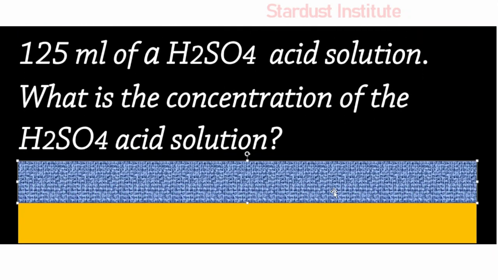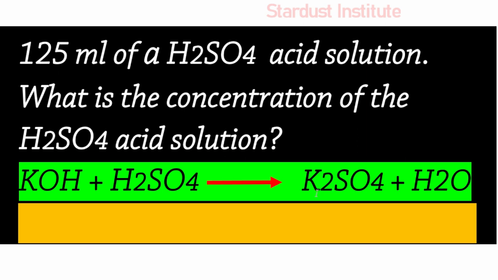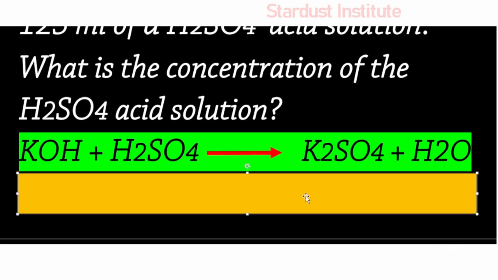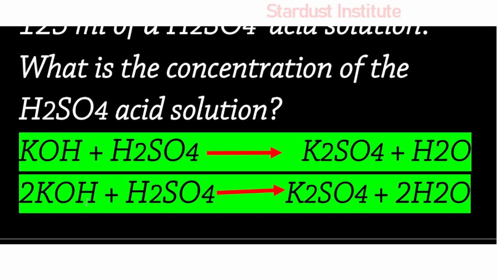This is the chemical equation. Potassium hydroxide KOH plus H2SO4 gives K2SO4 plus H2O. This chemical equation is not balanced. First of all, we need to balance it. 2 KOH plus H2SO4 gives K2SO4 plus 2H2O.